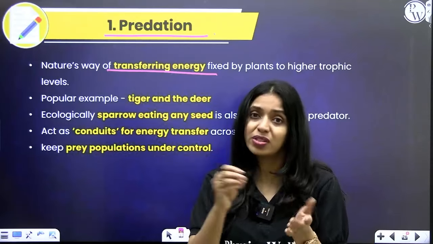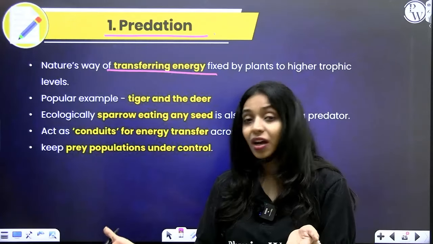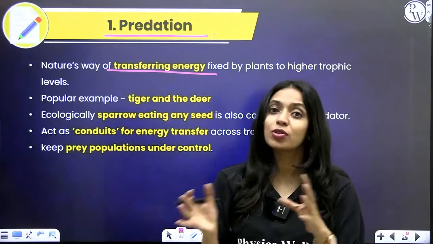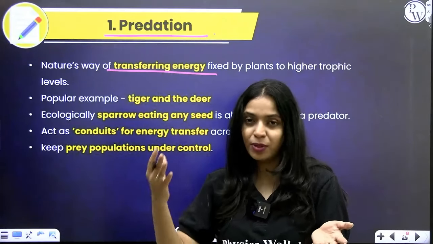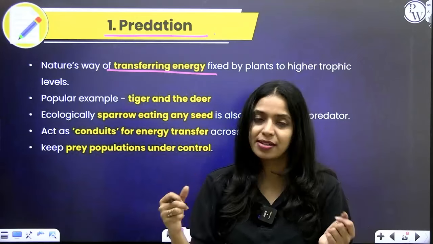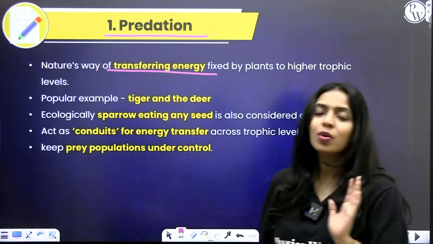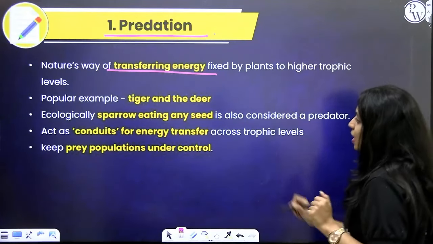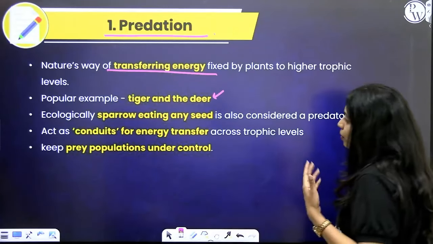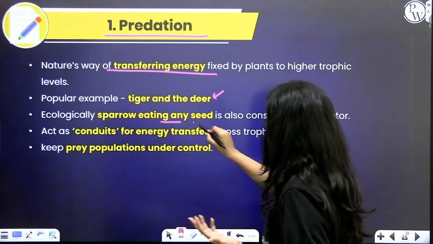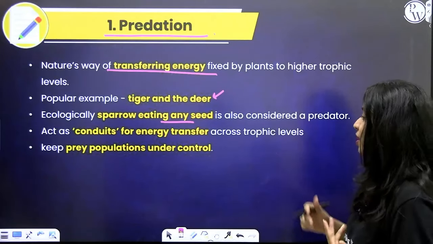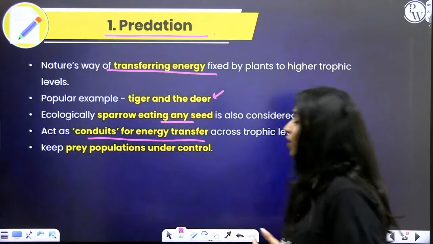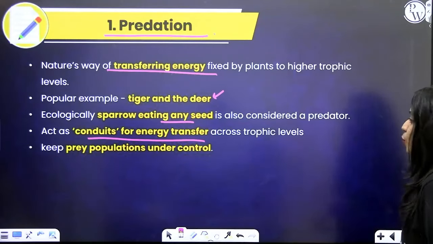Whenever a sparrow is feeding on a seed, whenever a cow is grazing on grass, that also ecologically can be considered as predation because these animals are feeding on those plants. That is also equivalent to predation with respect to ecology. Examples are tiger and deer, but ecologically, a sparrow eating a seed also is considered as a predator, like I already mentioned. These will act as conduits for energy transfer from one trophic level to another.